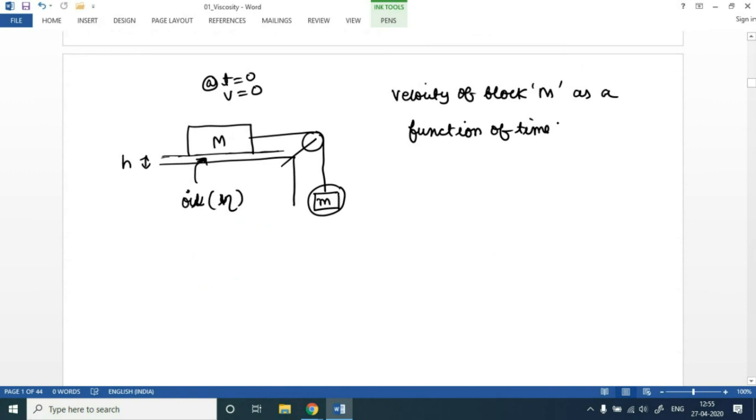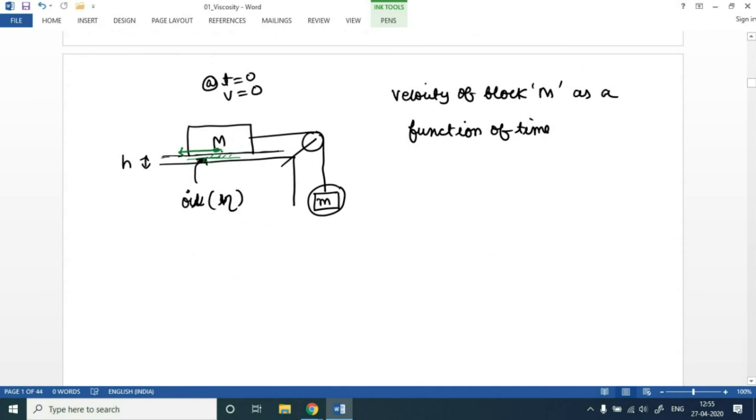Okay, so now you must realize, apart from the gravity that is acting on the system, on this block here, a force generated due to the viscosity, as we discussed in the last problem, that we can choose a thin layer over here. So this thin layer is experiencing a force in backward direction.